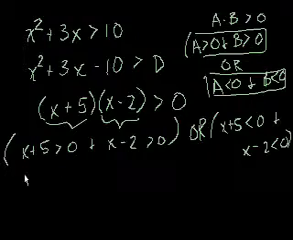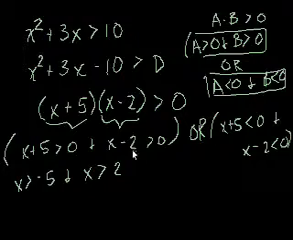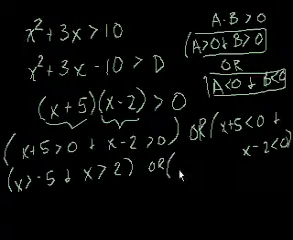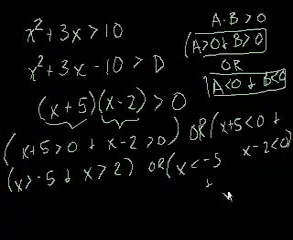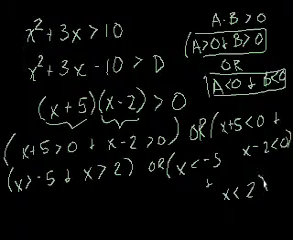Well, let's solve this side. So this says that x is greater than negative 5 and x is greater than 2, right? Because we just added 2 to both sides of this inequality. Or, and if we solve this side, x is less than negative 5 and x is less than 2, right? I just solved both of these inequalities right here.